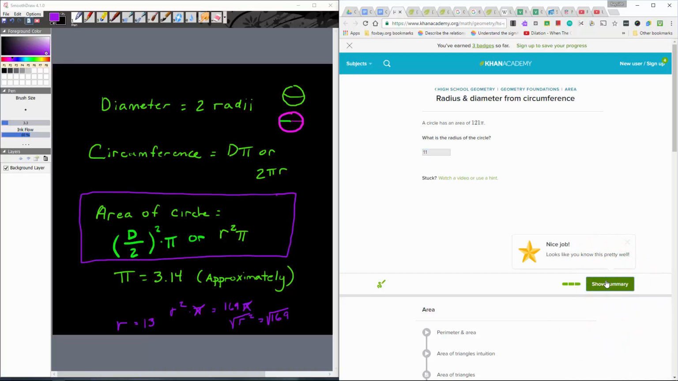And sure enough. So that is how you complete this section. It might take some more time. Remember to watch the video or use hints if you need them. But this will be really helpful as we move forward through this lesson.